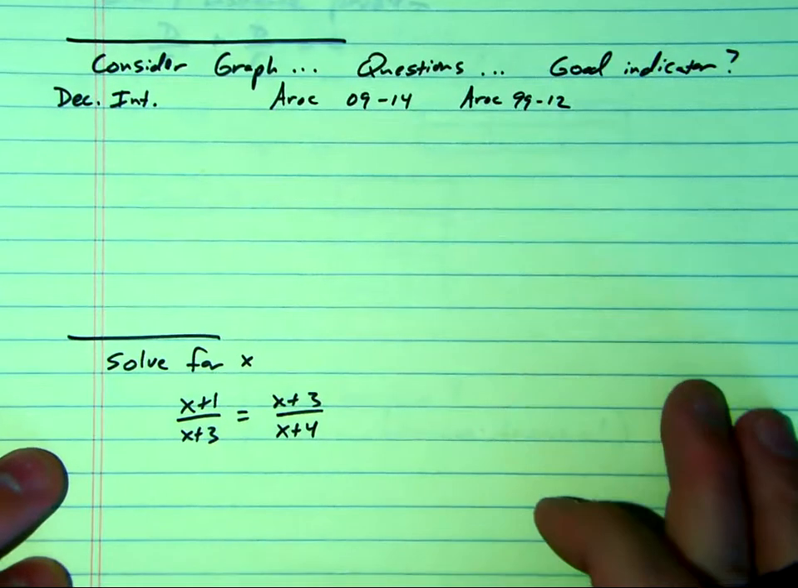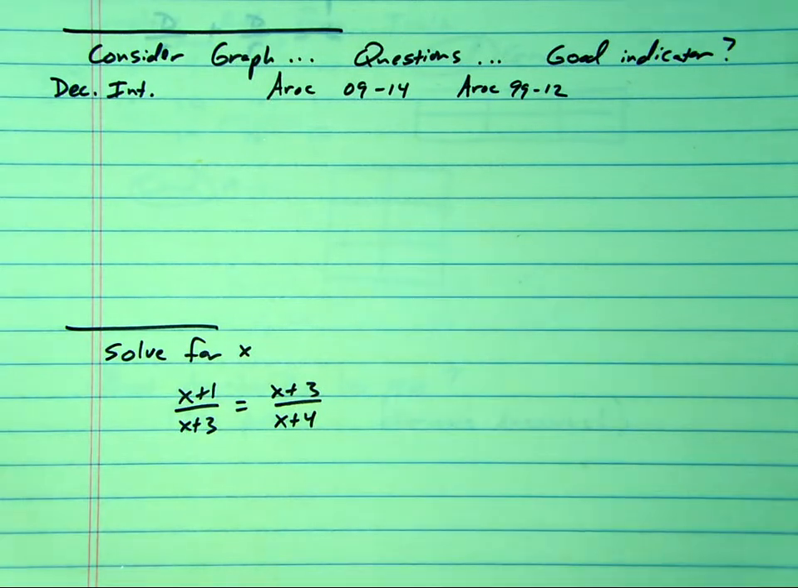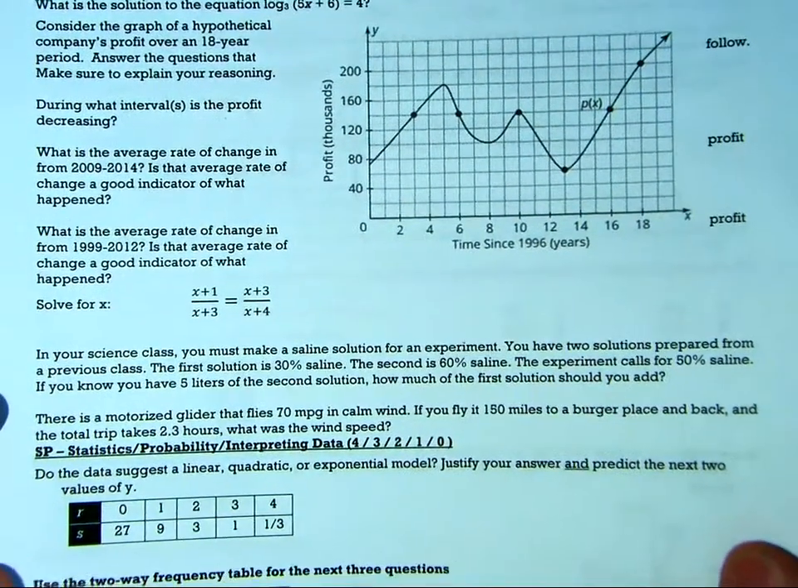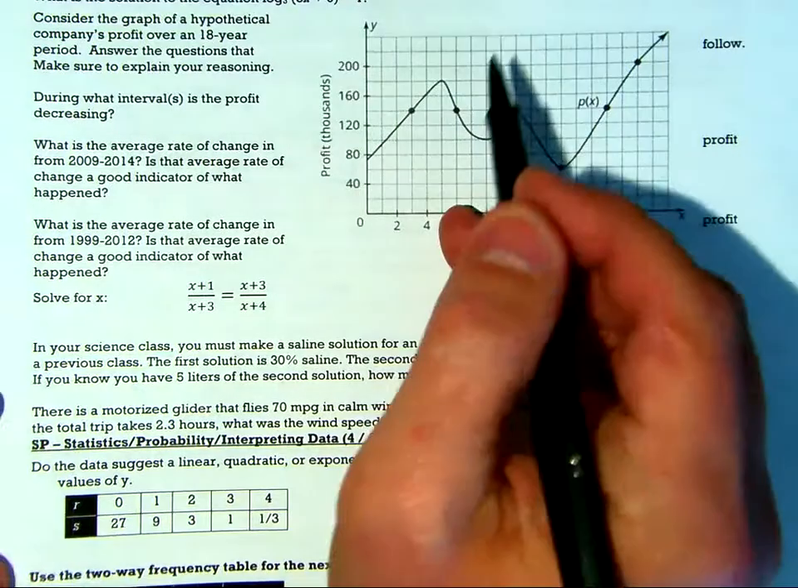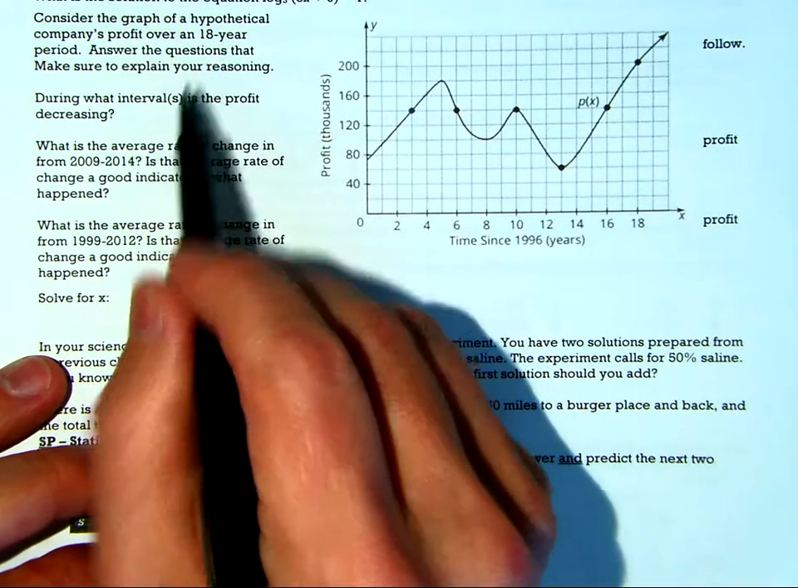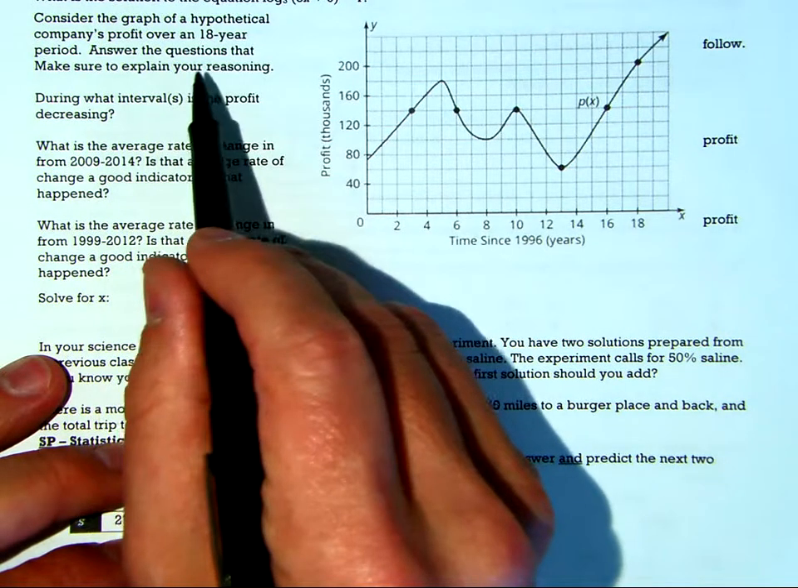This is one of the favorite questions of you guys from last semester. So let's look at this graph right here. Oh, good times. Okay, this graph is the hypothetical company's profit over an 18-year period. Answer these questions and make sure to explain your reasoning.